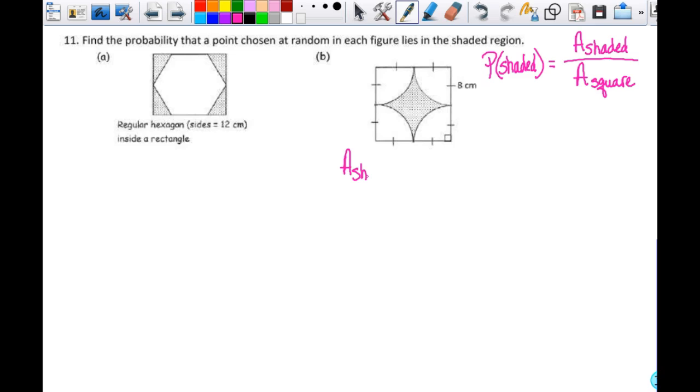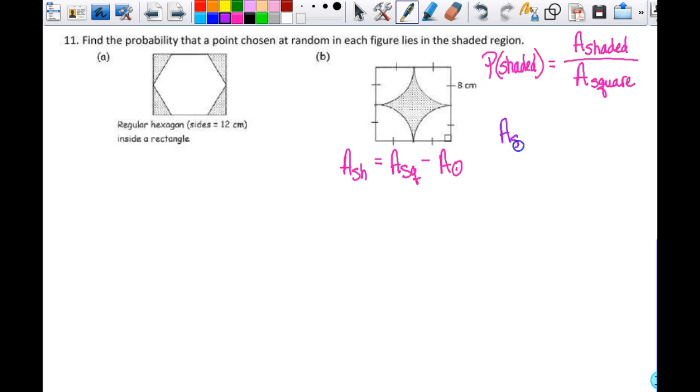In order to find that, that's not a shape we know how to deal with, right? What are these little rounded things? It's a fourth of a circle, right? And we have 4 of them. So what does that come out to be? A whole circle, right? So the area of the shaded region is equal to the area of the square minus the area of the circle. You agree with that? Okay, so we'll start by finding the area of the square.